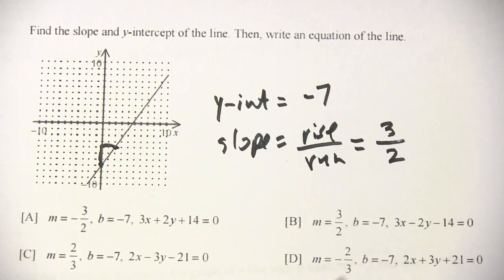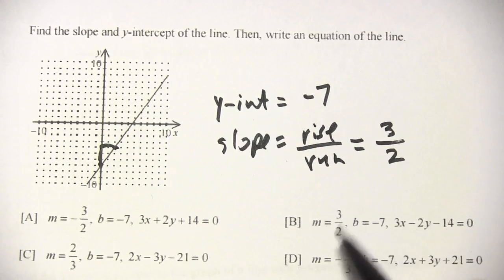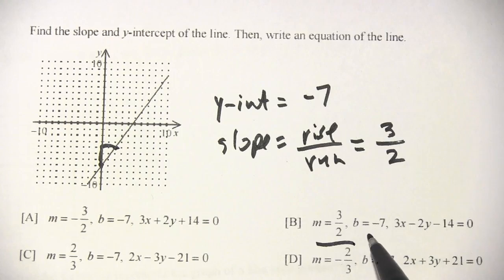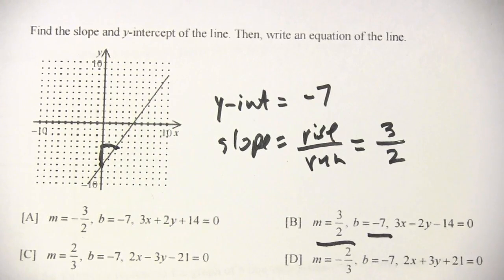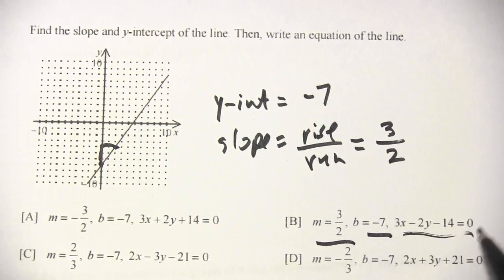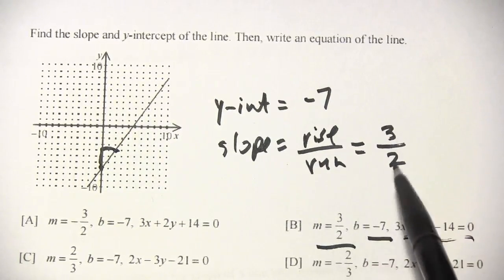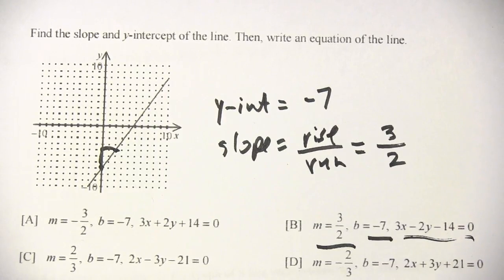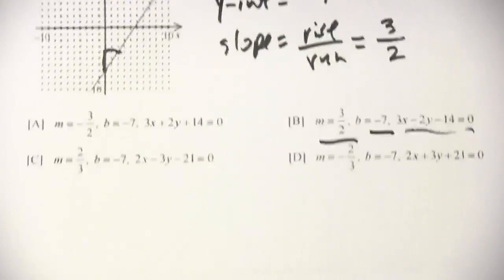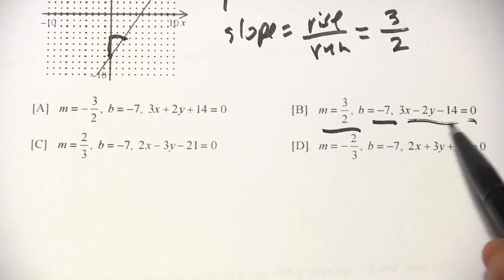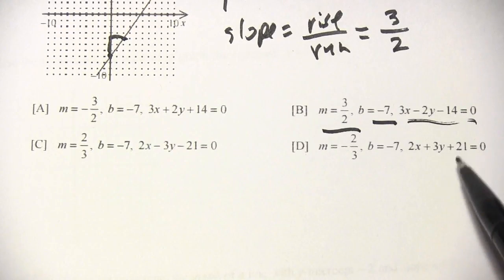So looking at the answer choices, it looks like B is the only one that has 3 over 2 for a slope and negative 7 for a y-intercept. So I guess this must be the equation of the line. But how did they come up with that? Well, we can take these numbers and put them into slope-intercept form to start, and then rearrange things to make it look like that format they have it in.